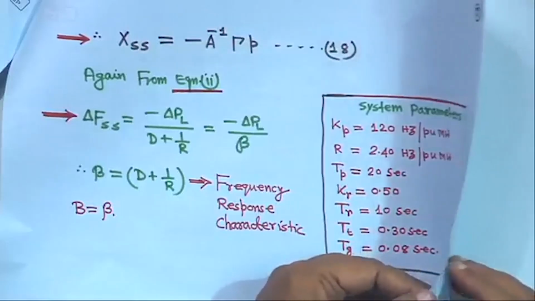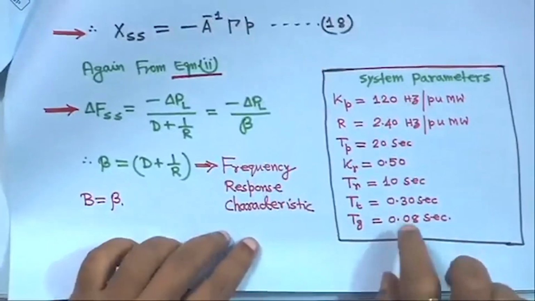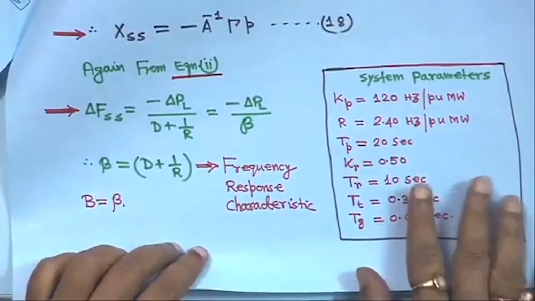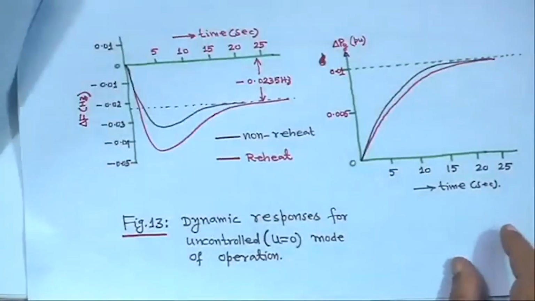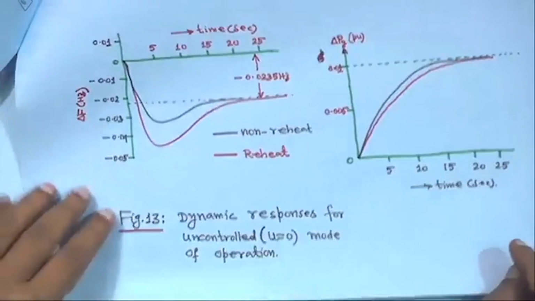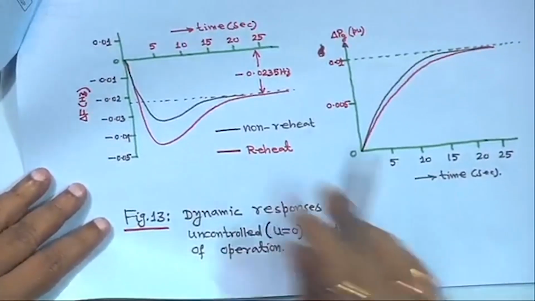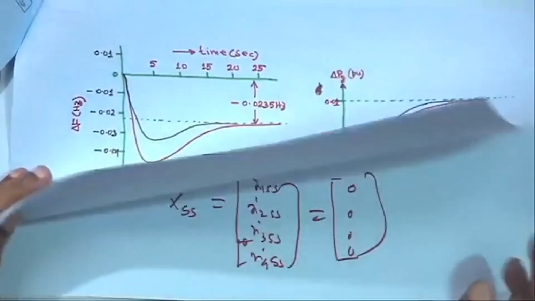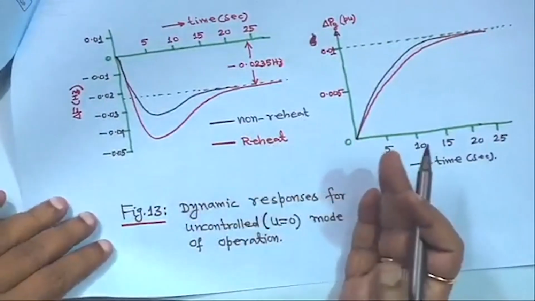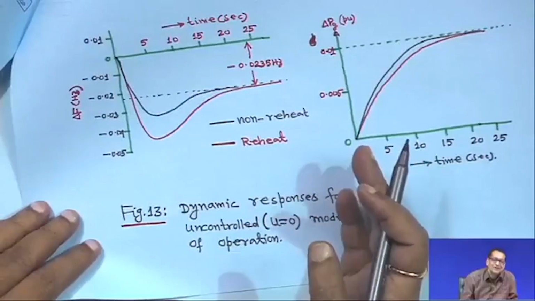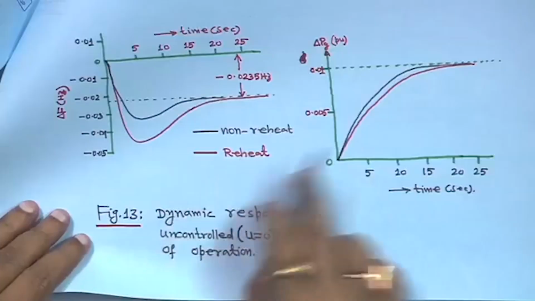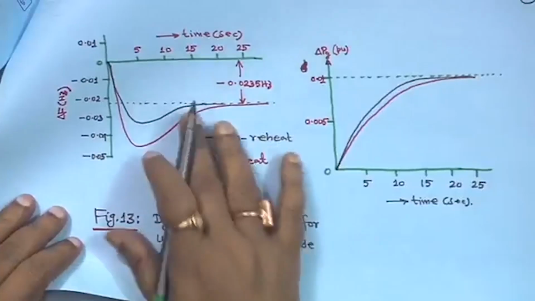These are the parameters I have taken from the literature, standard parameters. So, these are some responses for uncontrolled mode. The non-reheat type model we will see later; just now the A matrix is 3 into 3. And for reheat type, if you plot this frequency response and generation response in MATLAB Simulink, you will get like this.